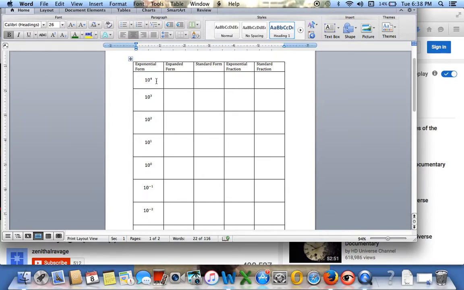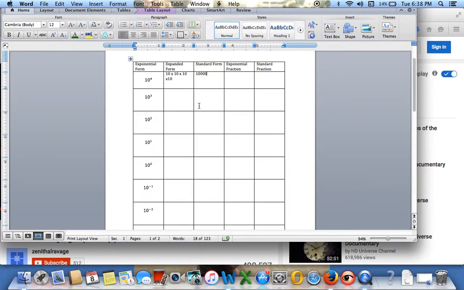10 to the 4th power. Well, we know that we can expand 10 to the 4th power out as 10 times 10 times 10 times 10. It's got 4 tens. Okay? And if I wanted to convert that into standard form, well, I know that 10 to the 4th power is the same as 10,000. That's 1 with 4 zeros behind it.